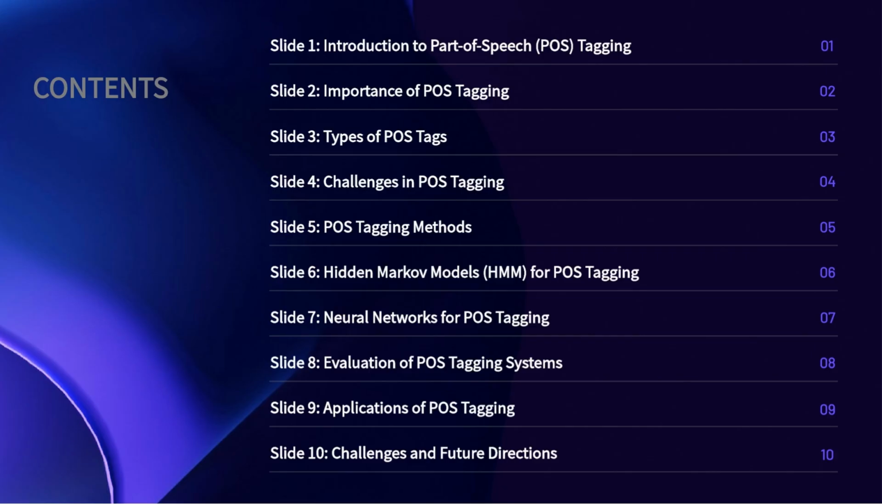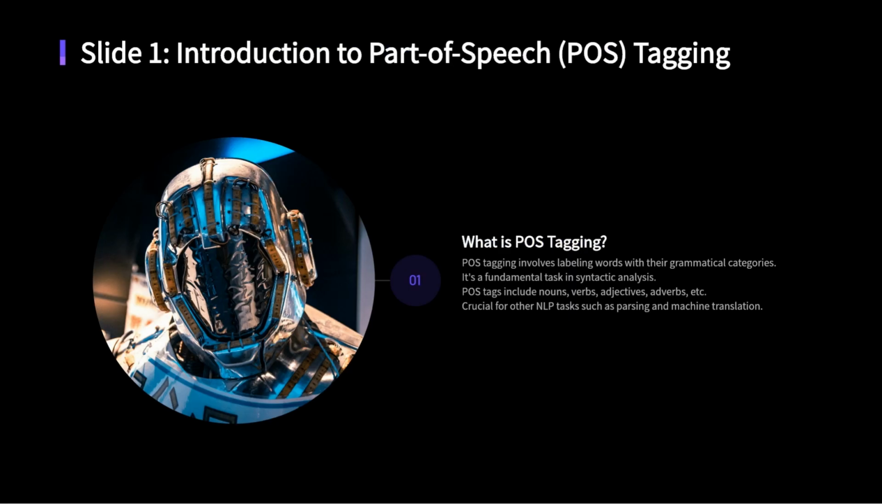Here are the contents. Part of speech, POS tagging, is one of the foundational tasks in natural language processing, NLP. It involves assigning each word in a sentence a label corresponding to its grammatical role. This could be noun, verb, adjective, adverb, etc. POS tagging is essential because it helps machines understand the syntactic structure of a sentence.